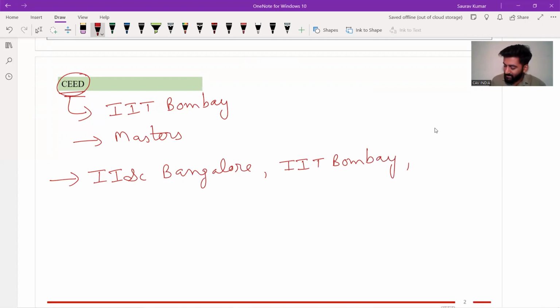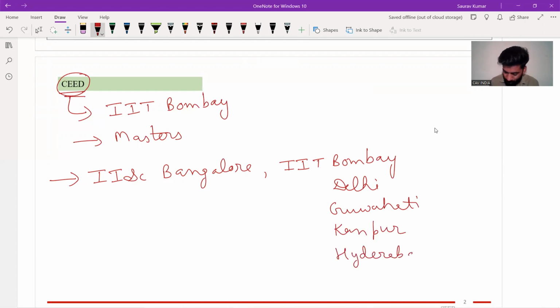Then other IITs include Delhi, Guwahati, Hyderabad, Kanpur, Roorkee, Jabalpur, Triple IT Jabalpur. All these are reputed colleges. I have mentioned some of them here.